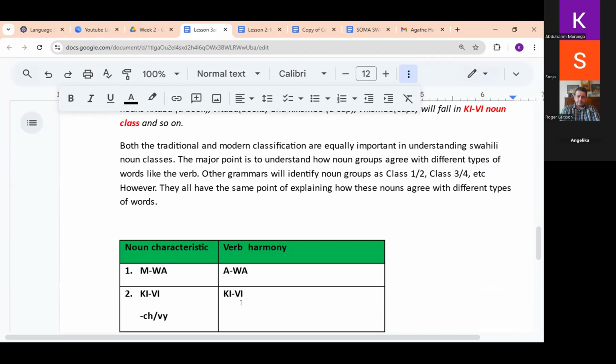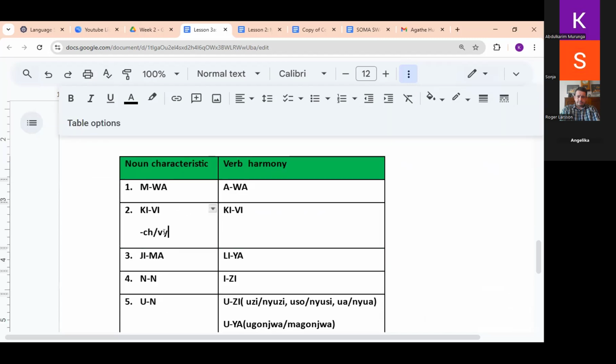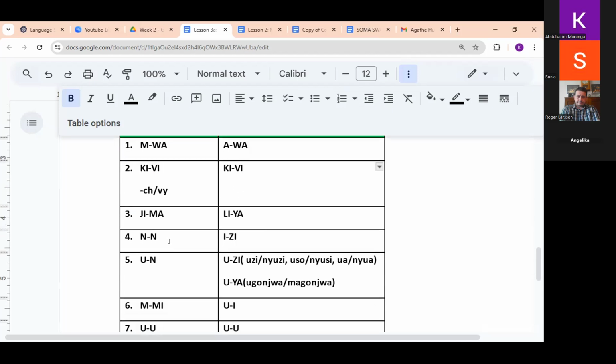So here is how these nouns are categorized. The first group is the a-wa class, and they take a with the verbs. The ki-vi class, they take ki and vi with the verbs. The ji-ma class, they take li and ya with the verbs. The n-n class, they take i and zi with the verbs. An example for the n-n class is nyumba, or computer.